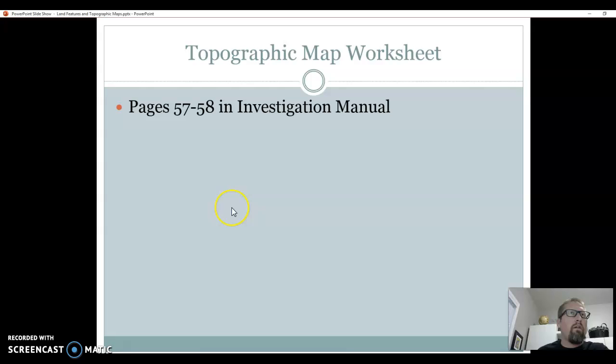All right, and so in the investigation manual, pages 57 and 58, there's a worksheet that walks you through a couple of these things, including relief and also doing another cross-section. To do that, you will need a separate sheet of paper, but hopefully the video in the previous one describes how to do that.